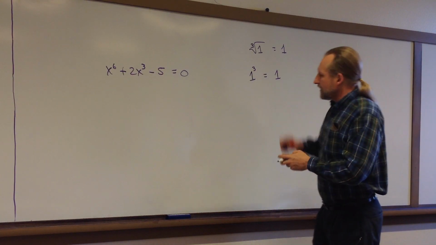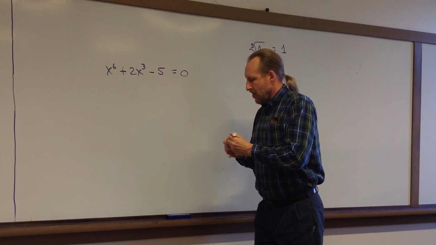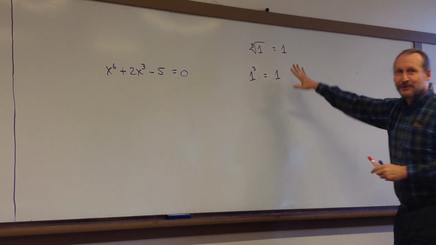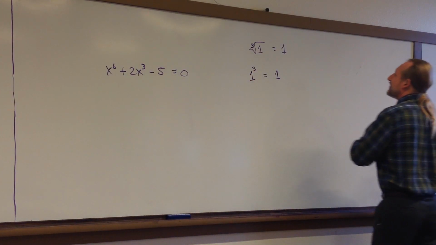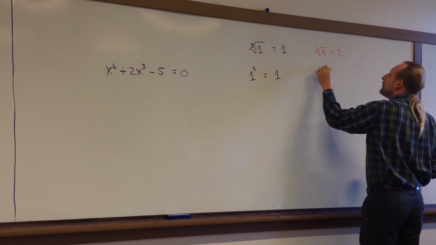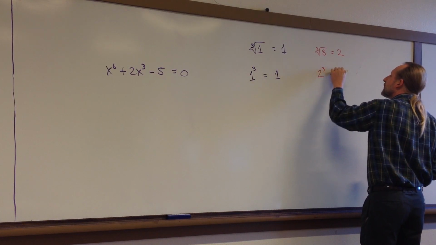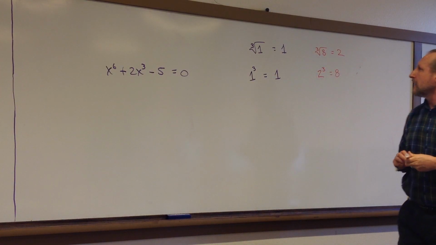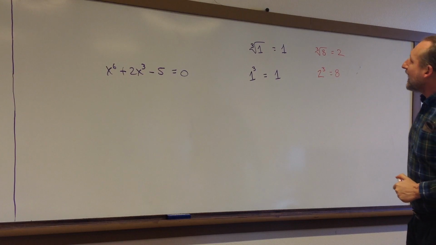Let me actually talk about this briefly with a different example where the numbers aren't all the same, right? We say the cube root of 8 is equal to 2. That's because 2 to the 3rd power equals 8. All right? So that's the same idea.